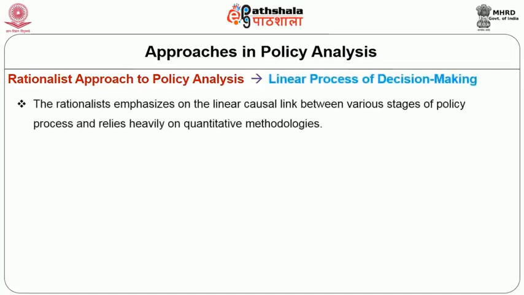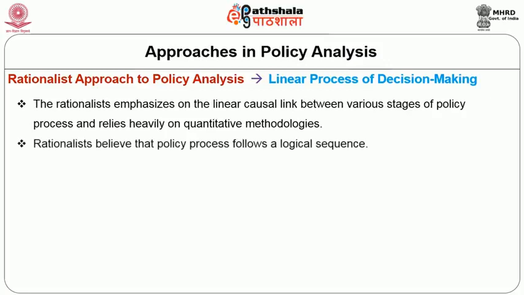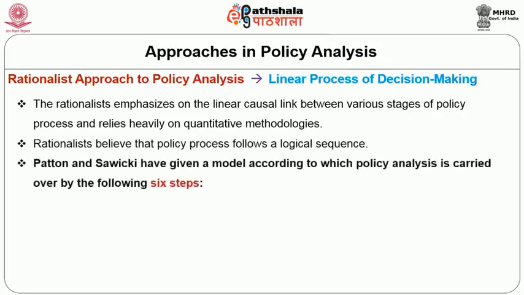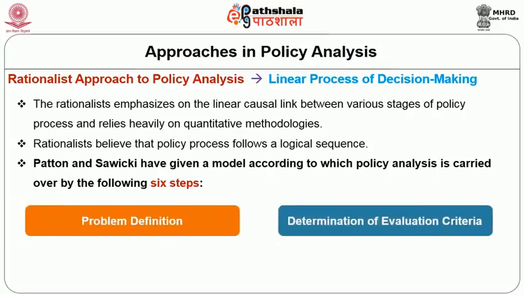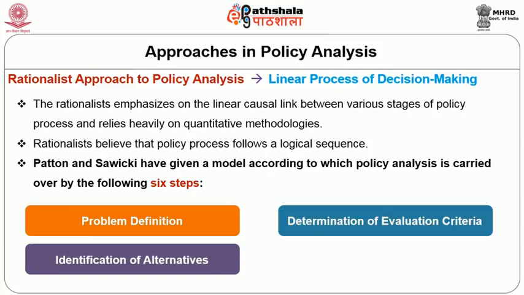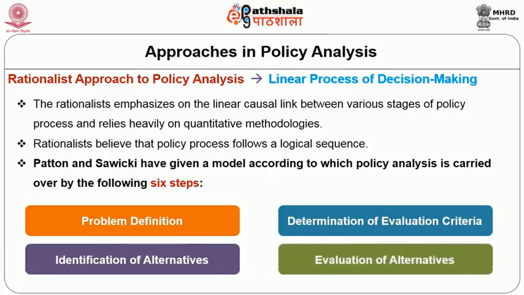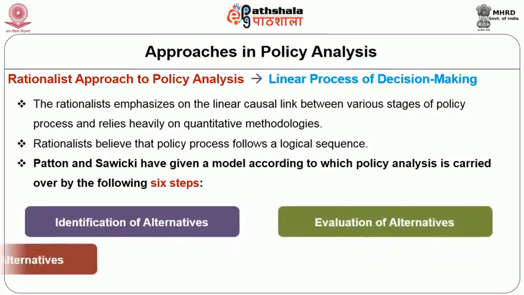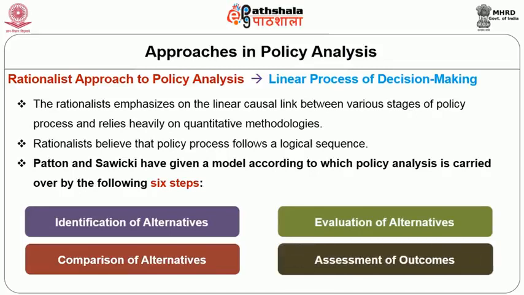The rationalist emphasizes the linear causal link between various stages of the policy process and relies heavily on quantitative methodologies. Rationalists believe that the policy process follows a logical sequence. Peyton and Socke have given a model according to which policy analysis is carried out by following 6 steps. First, problem definition. Second, determination of evaluation criteria. Third, identification of alternatives. Fourth, evaluation of alternatives. Fifth, comparison of alternatives. Sixth is assessment of outcomes.